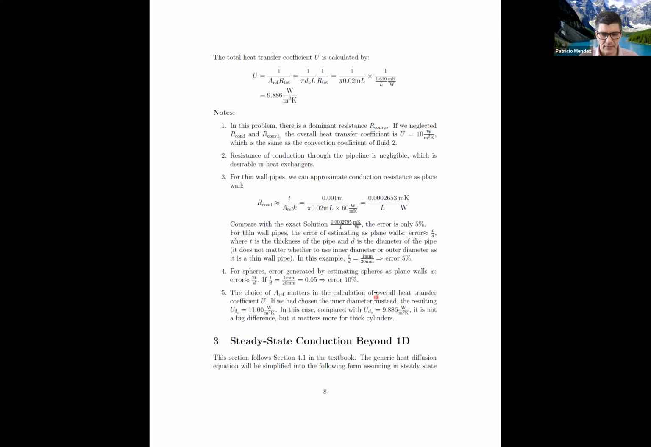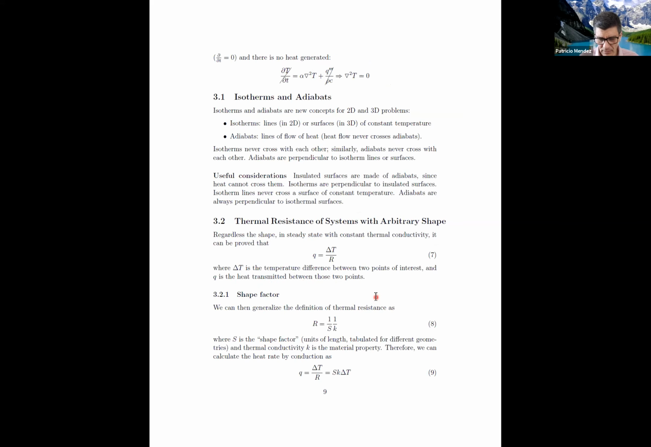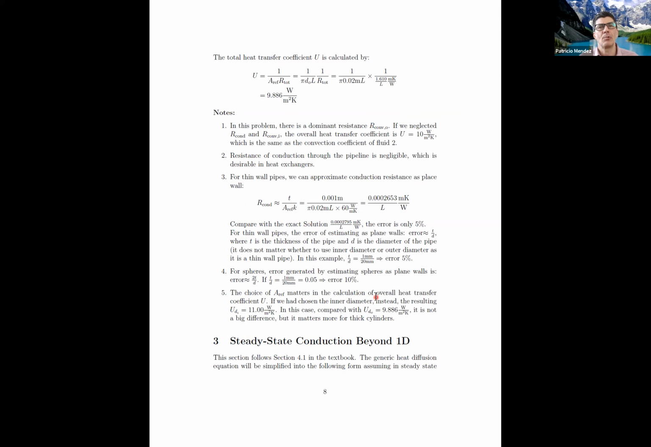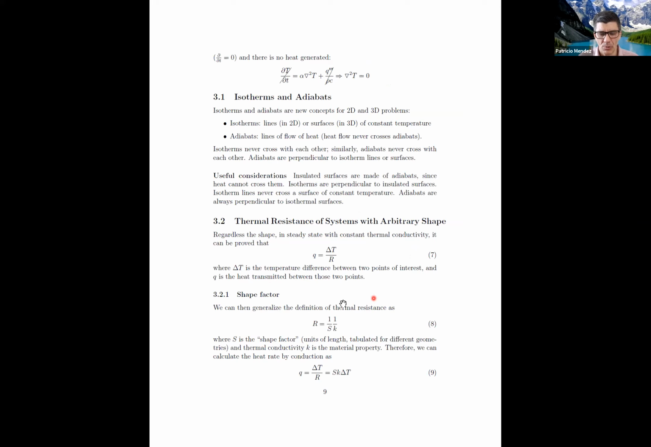Something else that is beyond 1D. So if in steady state conduction we're beyond 1D, this equation I have here is the general equation for transients in 3D with heat generation. The only thing I'm assuming here is that the thermal conductivity is constant. Otherwise, this Laplacian becomes more complex.